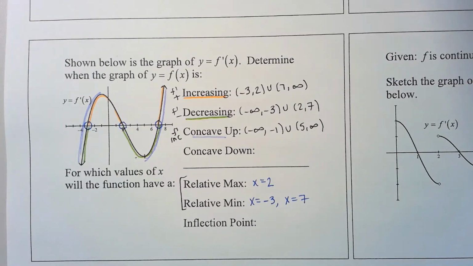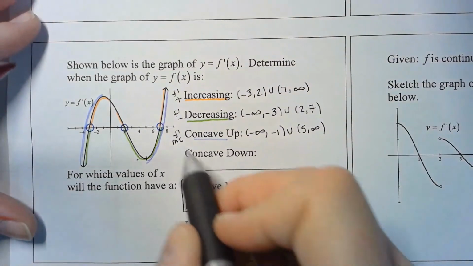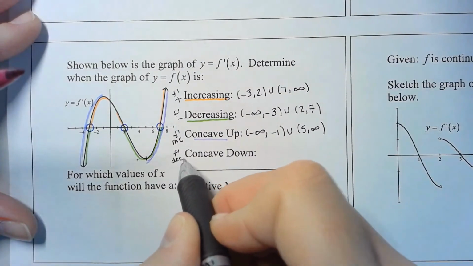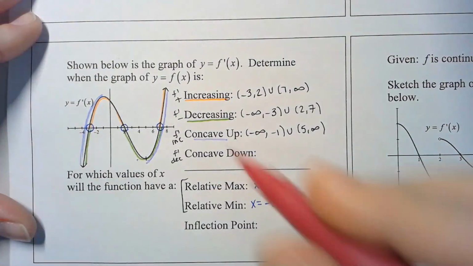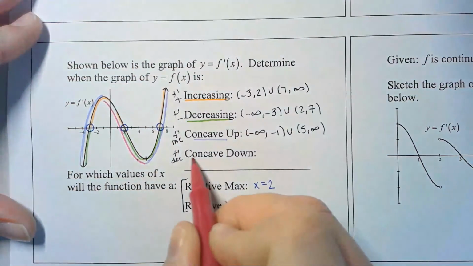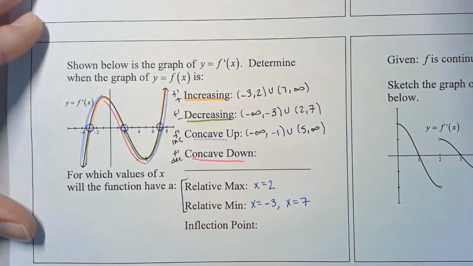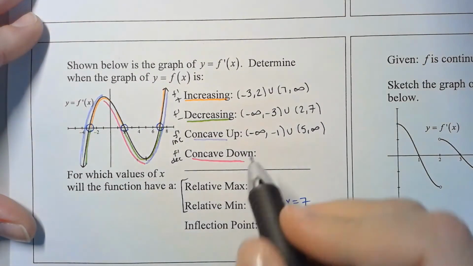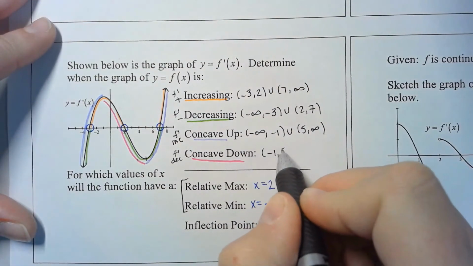And then I'll use this magenta color. My original is concave down when my first derivative is decreasing. And my first derivative is decreasing from -1 to 5.